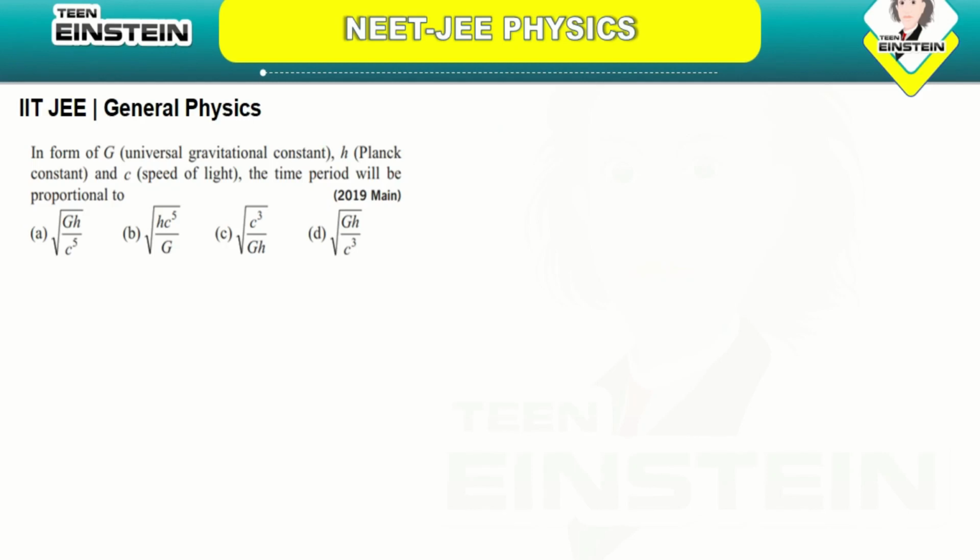In terms of G, the universal gravitational constant, Planck's constant, and the speed of light, the time period will be proportional to... Okay, so here let T is equal to K G^A h^B c^C, where K is a dimensionless constant. For calculating the values of A, B and C, compare the dimensional formula for both the sides. So first we will do it for the left hand side.